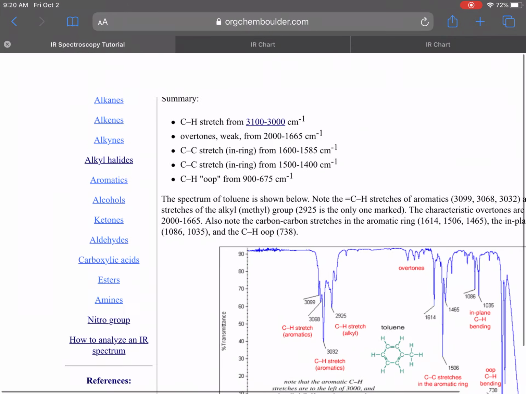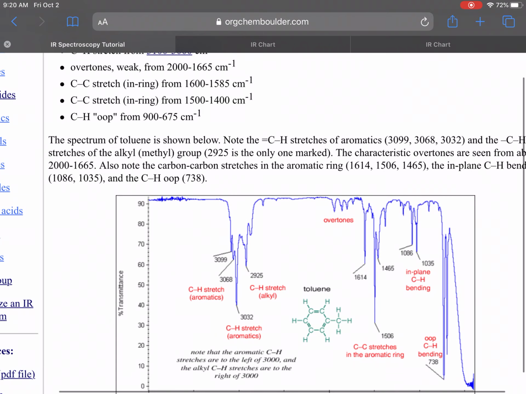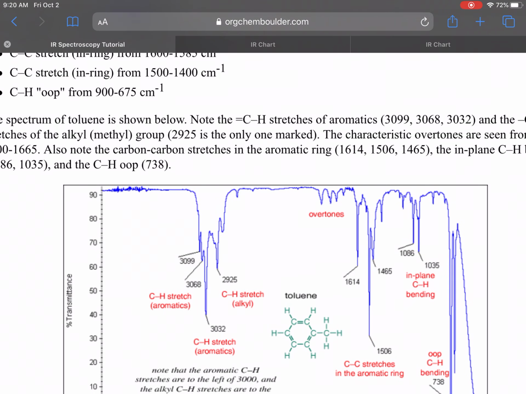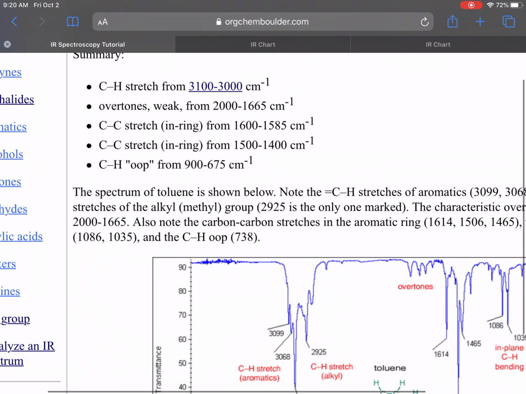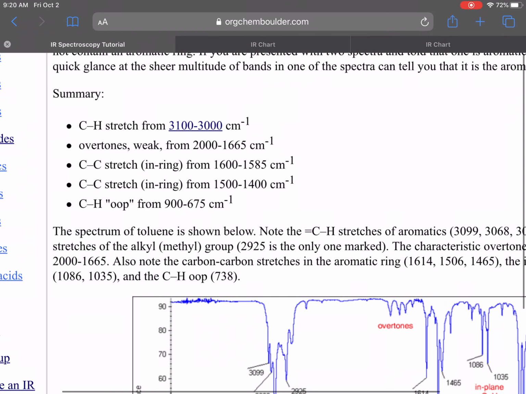So you still see the stretch, right? But the range is shifted. Look over here. In fact, they don't have full double bond character, so they actually list them as single bonds, but you can think of them as double bonds as well. Where it says CC stretch in ring from 1600 to 1585, there's a peak. And then you have another one, CC stretch in ring from 1500 to 1400, just into the fingerprint region.